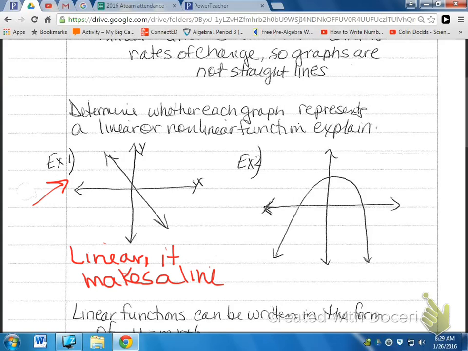Okay, what about example 2 then, Shane? Nonlinear. And why do you think that? Because it doesn't make a line. Well, if I could write, it does not make a line. Okay, so that one's definitely nonlinear. All right, questions about that? That's pretty cut and dry.